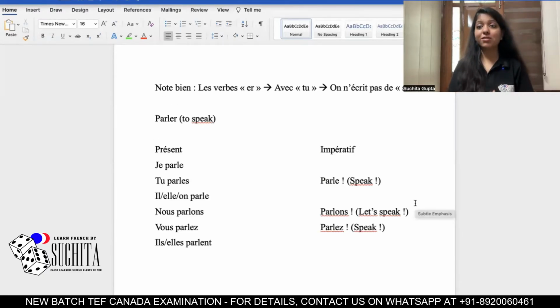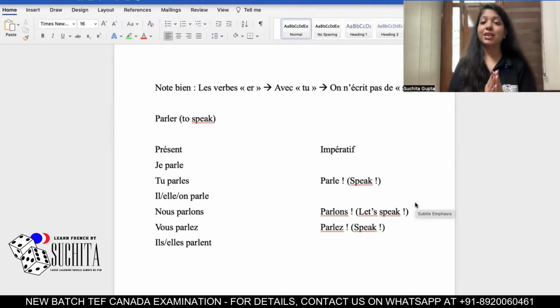Okay, let's start with the next rule, which is a very important rule in imperative. In case of ER verbs, I've written les verbes ER, with tu, on n'écrit pas de S. Let me explain what that means. First of all, you should know what ER verbs are and how you conjugate them. If you do not know, I'm going to drop the link in the card above. You can watch that video and then come back here again.